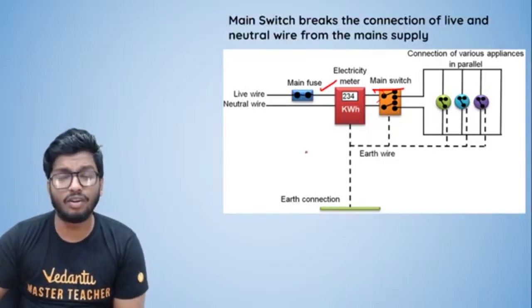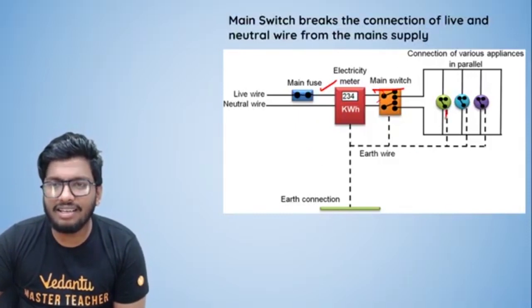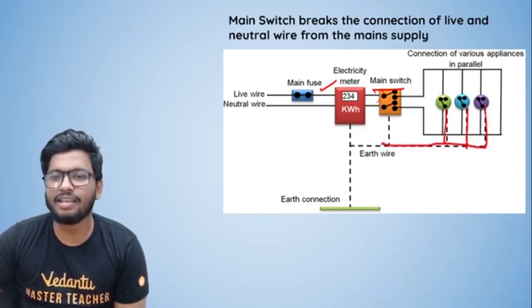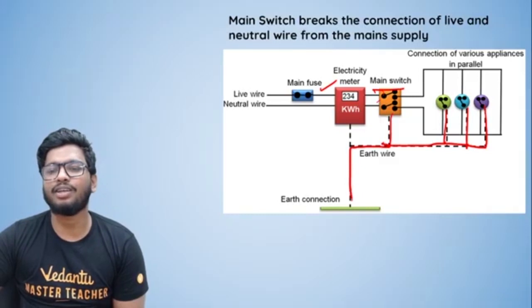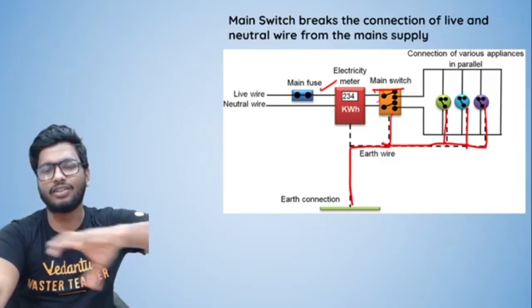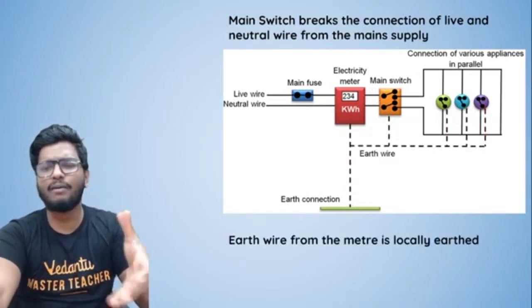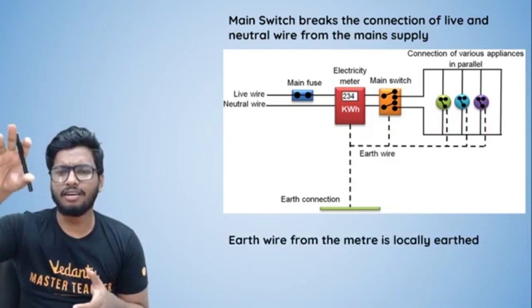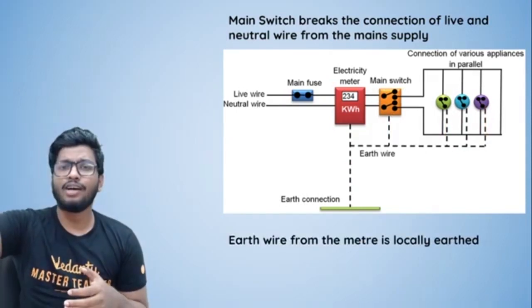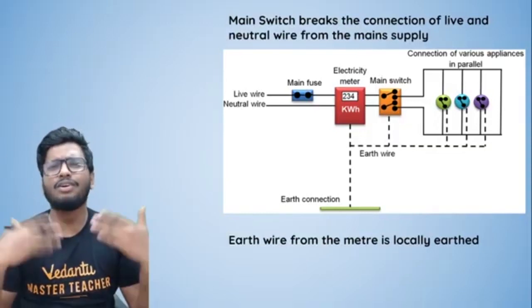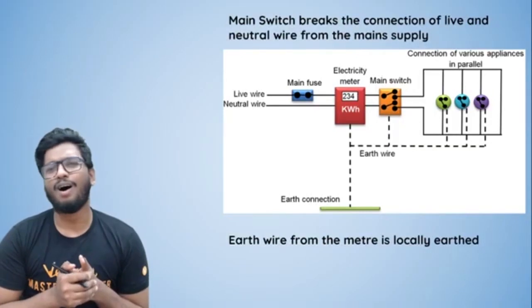Now this main switch also, if you look at it carefully, has local earthing ducts. You see this? There's an earthing wire that is coming out of all of these sockets, which is then connected to the main switch, and from there it is again sent to the earthing connection. So basically the plate that I just talked about, all that extra charge would end up over there. So this is how it works, and like I told you, the earth wire is locally earthed from the meter wire, so that all that extra charge can be sent into the ground without causing any sort of electrical shocks or short circuits.